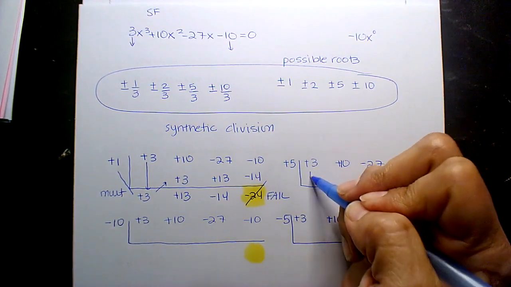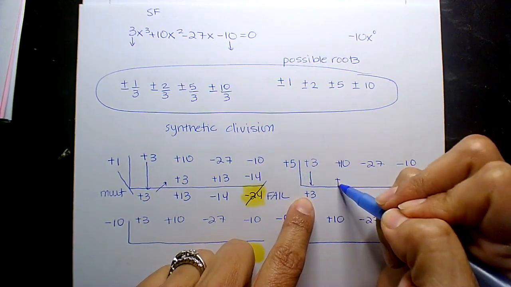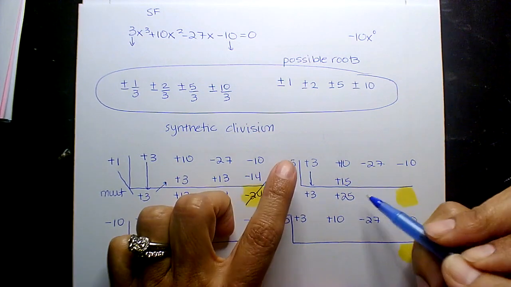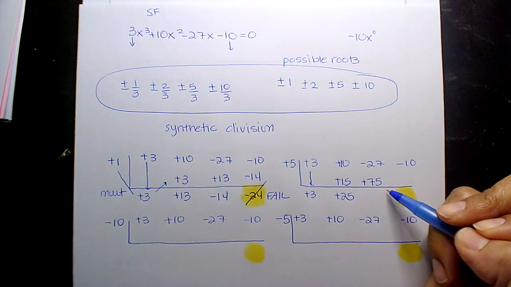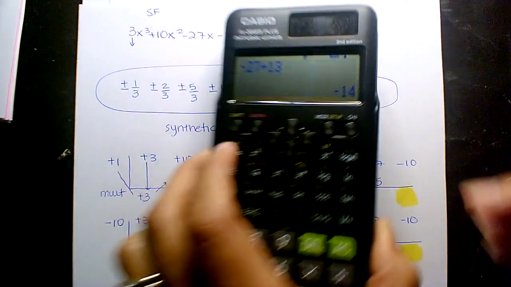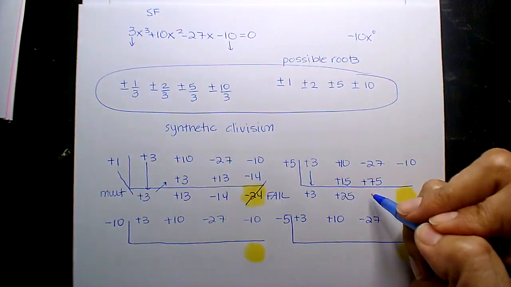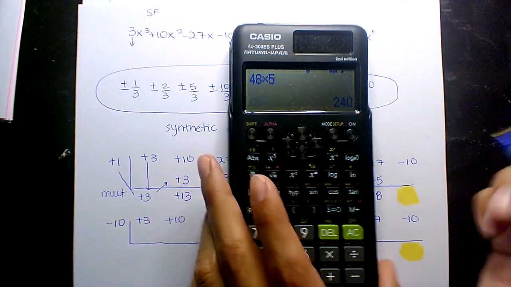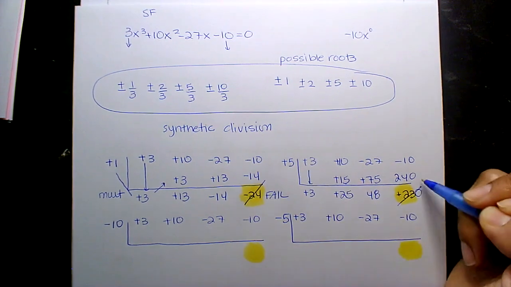Okay, so you bring the positive 3 down, and you're going to multiply. What is 5 times 3? Positive 15. 10 plus 15 is positive 25. What is 5 times 25? Positive 75. The numbers are way too high. Remember, you're trying to get to 0. And so then what's negative 27 plus 75? 48. What's 48 times 5, sorry? 240, and I end up with a positive 230, and so that is a fail.